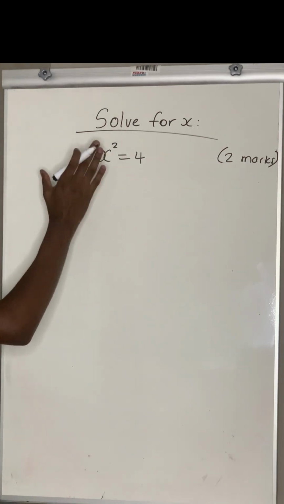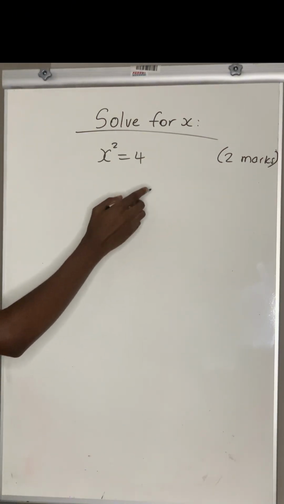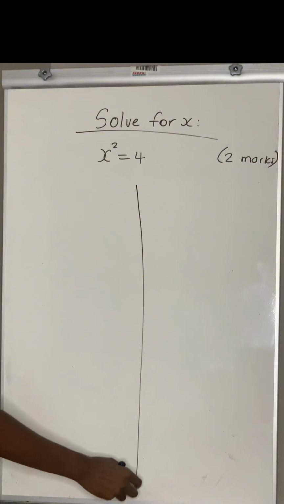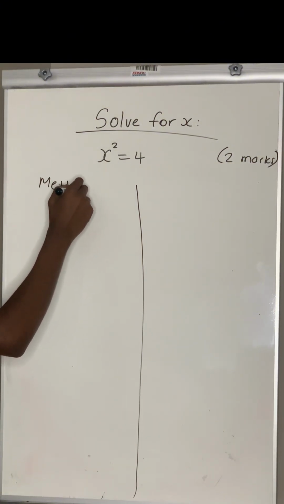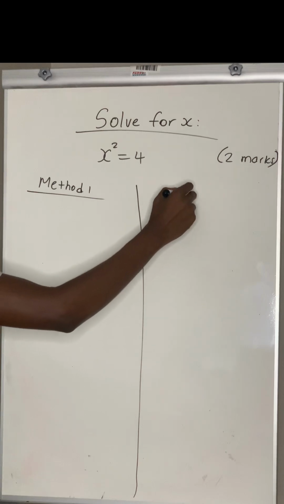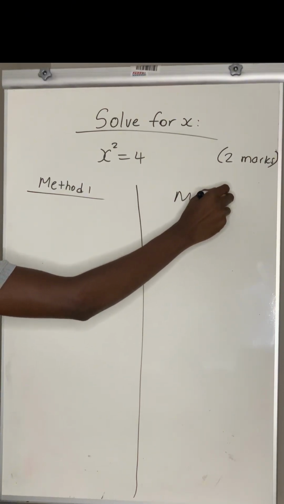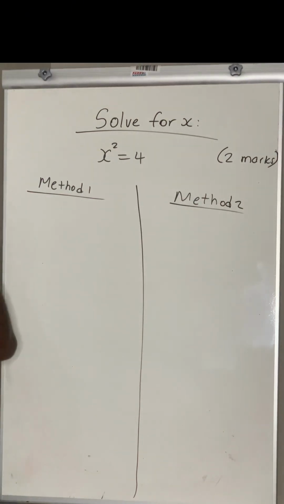So let's solve for x for 2 marks. x squared is equal to 4. There are two main methods that you can use. We have method 1, and then we have method 2. For method 1, it's a slightly quicker method.